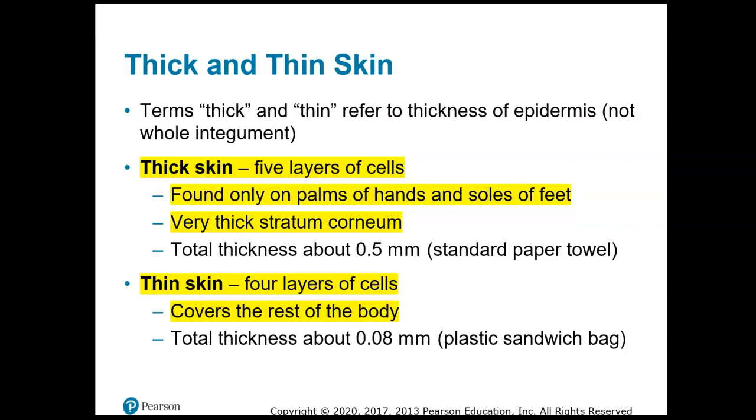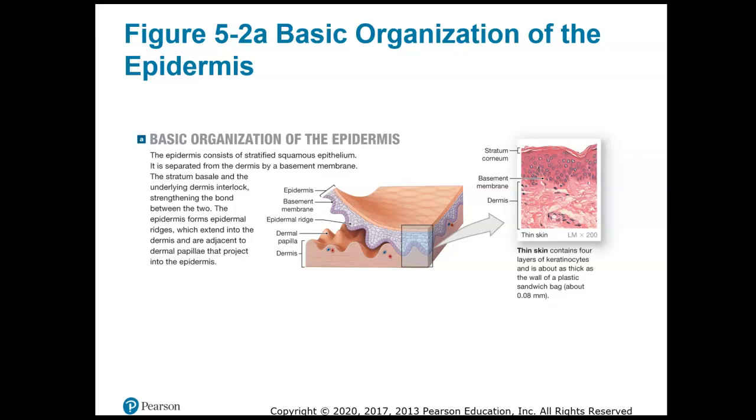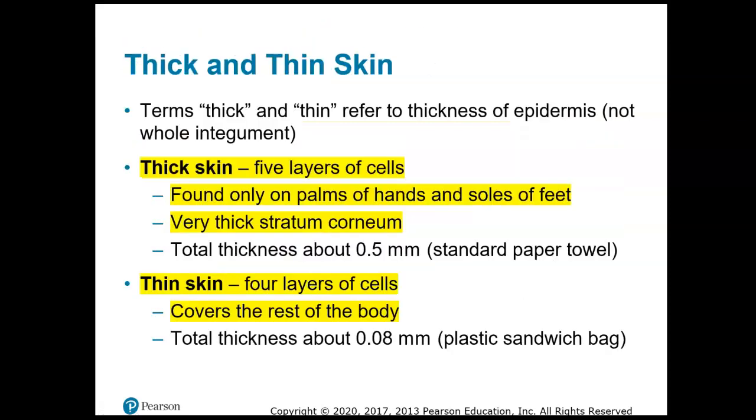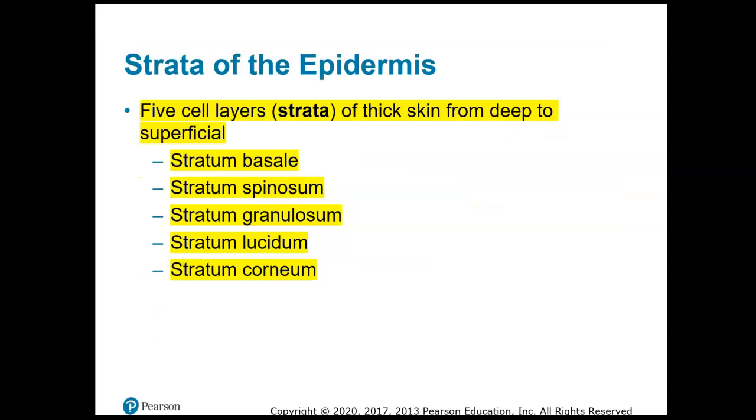So the stratum lucidum, in fact, if I move on, I can show you here. The stratum lucidum is only found in thick skin. The other 4 layers that are listed here on this slide are found in the thin skin and the thick skin. But the other difference is that the stratum corneum, which is the most superficial layer, is very thick in thick skin compared to thin skin. And thin skin is found everywhere else besides the palms and the soles, and only has 4 layers of cells.